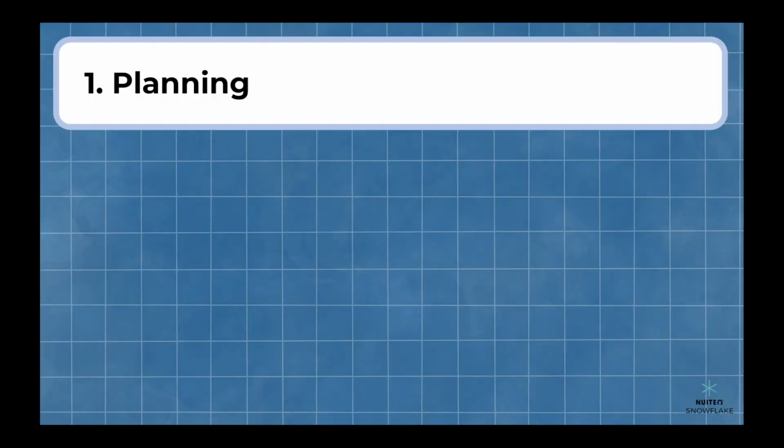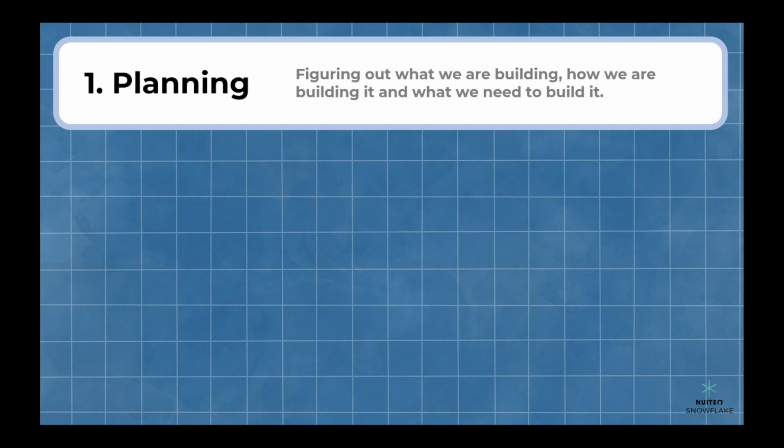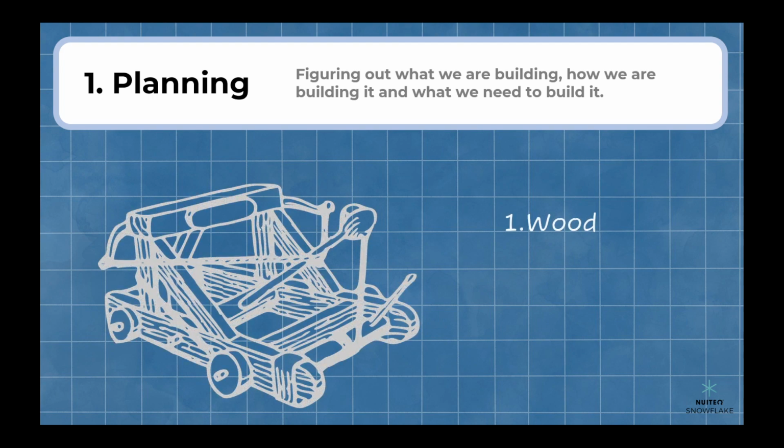First, we need to plan. This means figuring out what materials we'll need, how big we want the catapult to be, and what we want it to do. We might draw sketches, or make a list of parts we'll need.